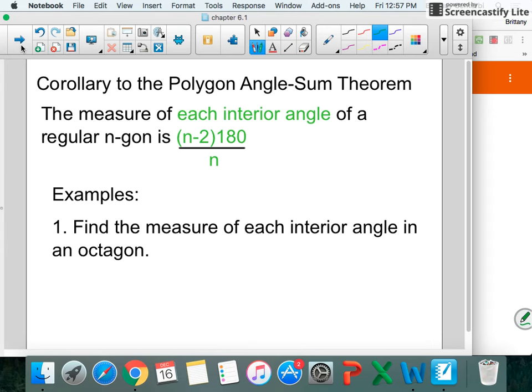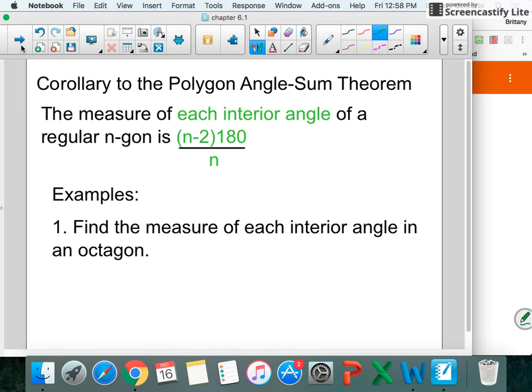Now the next one is the corollary. This is talking about the measure of each interior angle of a regular n-gon, which is n minus 2 times 180 divided by n. So again, n is the number of sides. Now here, we're not talking about the total angles, we're talking about each individual angle. So that's why we have to divide by the number of sides to evenly figure out how much each angle is separately. So we're going to try to find the measure of each angle in an octagon.